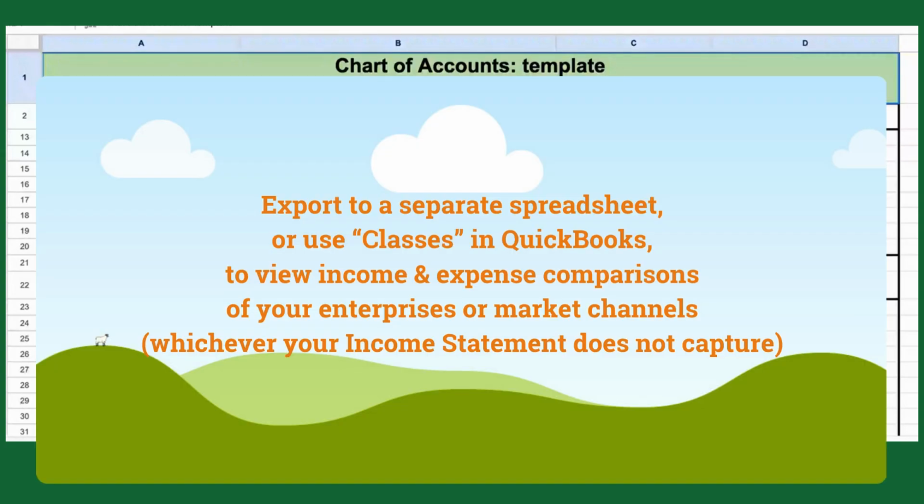Then, to view your operation through the other lens, you can either export your income statement to a spreadsheet like Excel and create columns for a view of your farm through that other lens, or you can use classes in QuickBooks, if you have that, to present financial data through that other lens.